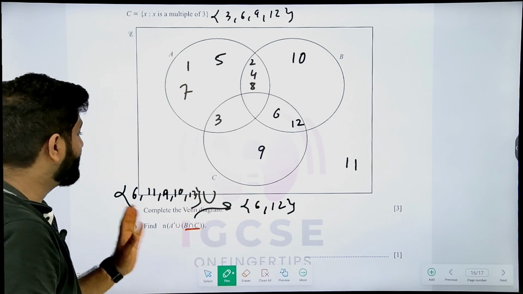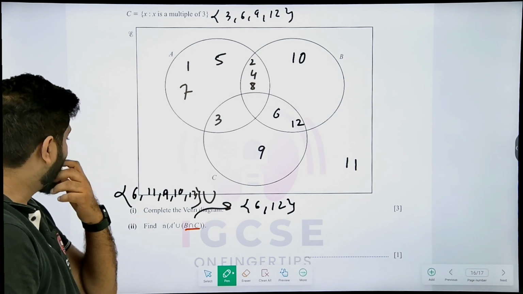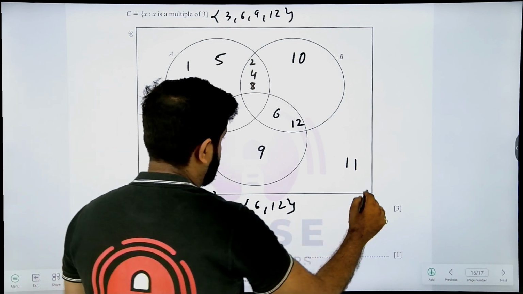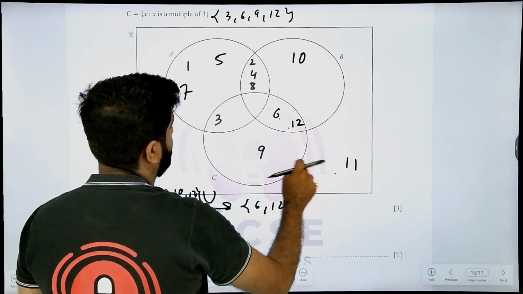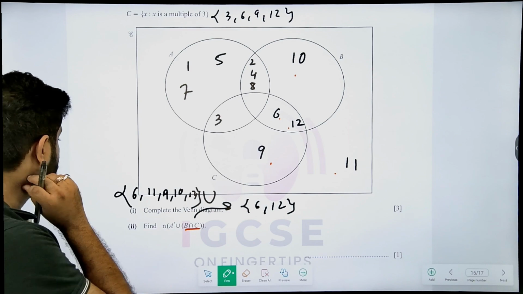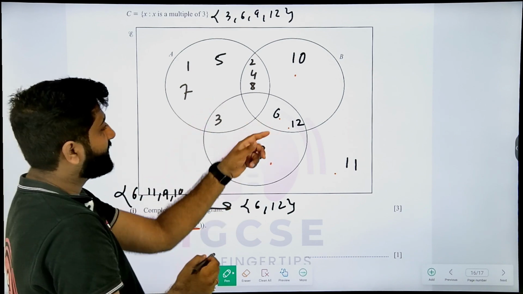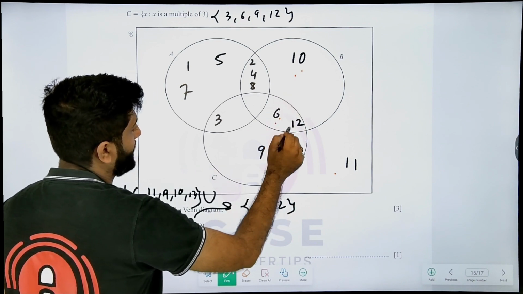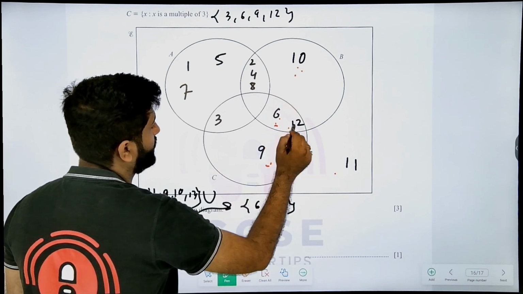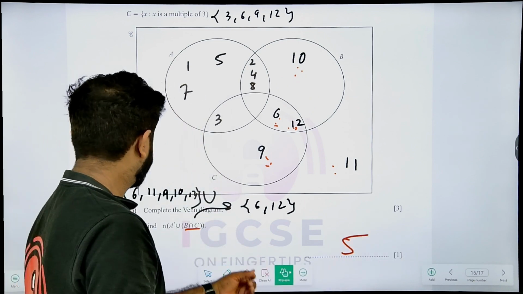Union means everything. I'll have to consider all the elements, which means I'll have to consider all these 1, 2, 3, 4 and 5 elements. B intersection C means this. Yes, I'll have to consider all the elements, which means this one, this one, this one, this one, and this one. So there are 1, 2, 3, 4 and 5 elements. So the answer is, guys, 5. Right.